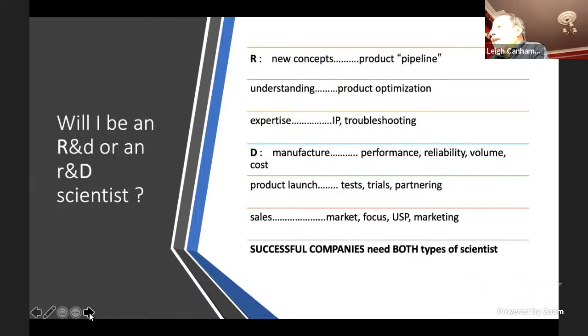They will be heavily involved with IP. So IP is intellectual property, and part of their remit will be to generate intellectual property, patents for the company.